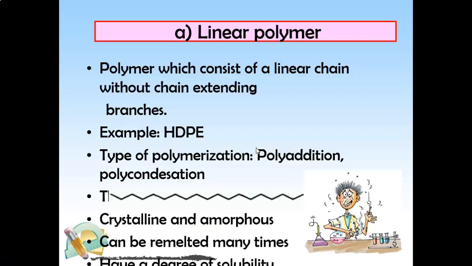Okay, we proceed one by one, starting with the linear polymer. A linear polymer consists of a linear chain without chain-extending branches. The main example is high-density polyethylene, and the types of polymerization are polyaddition or polycondensation. Crystalline and amorphous polymers can be linear. It can be remelted many times and has a degree of solubility, meaning that it can be soluble in some solvents.